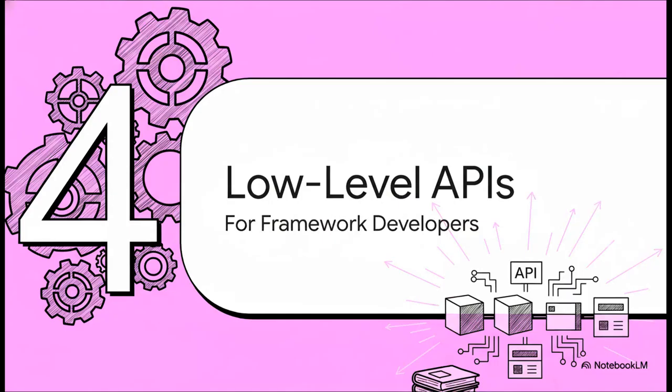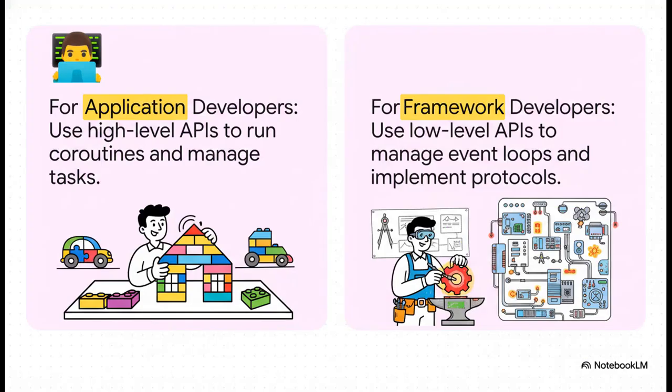But asyncio isn't just for application developers. It's also got this more powerful, lower-level layer that's designed for the people who build the frameworks and libraries that the rest of us rely on every day. And this slide really highlights the two different worlds of asyncio. On one side, you have us, the application developers, using those nice high-level APIs to build our apps. But on the other side, you have the framework developers. They're using the low-level APIs to do the heavy lifting, like managing the event loop itself, implementing network protocols from scratch, and even connecting to older callback-style code.